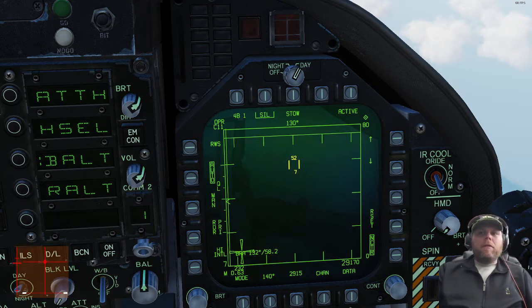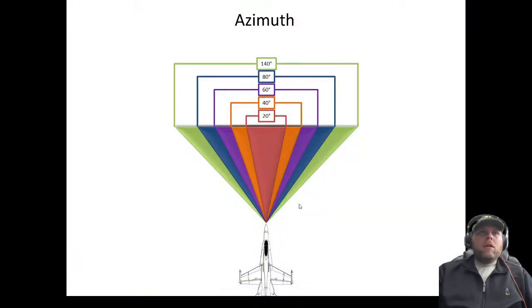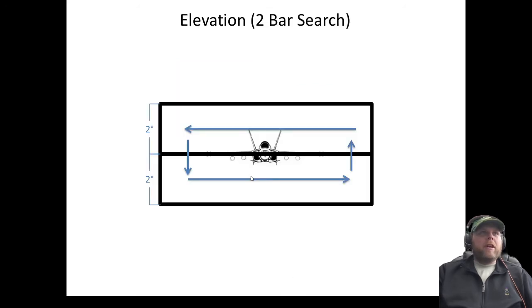So just for a visualization on all of this, I kind of wanted to show you what that looks like here. So if this is our aircraft, if we're changing our azimuth selection, 20, 40, 60, 80, and 140, this is what that looks like here. Okay, pretty self-explanatory.